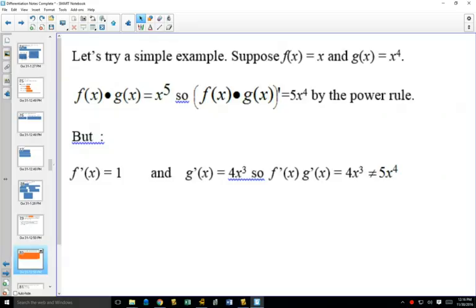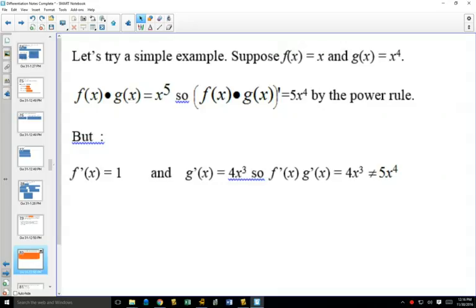Can we just do the derivative of each one separate and then multiply? Well, if we do the derivative of just x, we get 1. And if we do the derivative of just g of x, we get 4x cubed. And then if we multiply those two derivatives together, we still get 4x cubed, which isn't the same as what it should be, which is 5x to the 4.